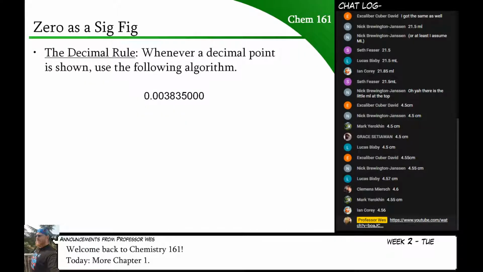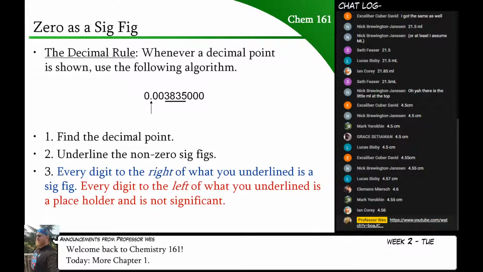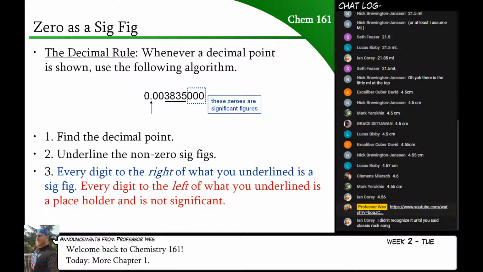If we're working with numbers and a decimal is present, we must invoke this rule. This is called the decimal rule. If you see a decimal point, follow these rules. Underline all the numbers that are non-zero, and then everything to the right is a sig fig. Everything on the left of the underline is a placeholder.